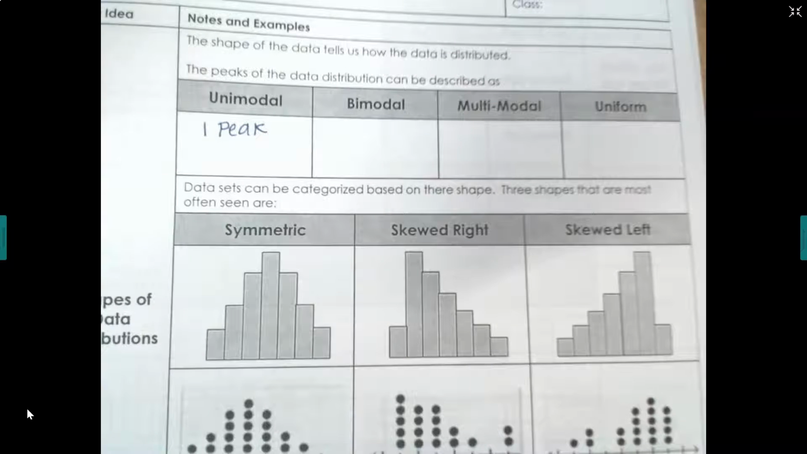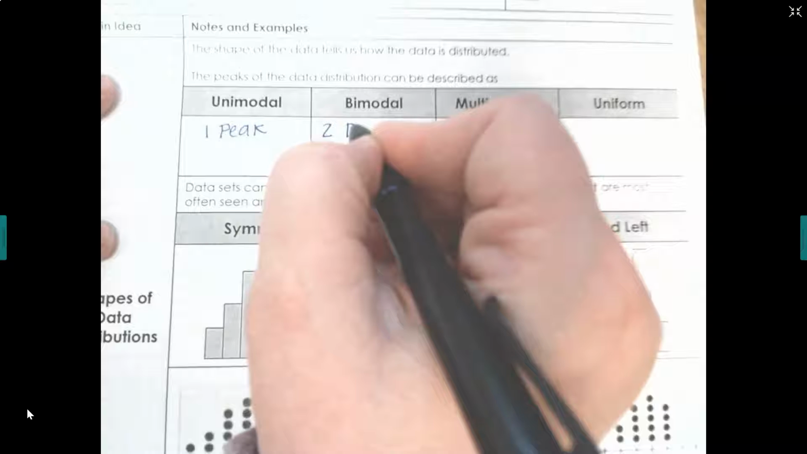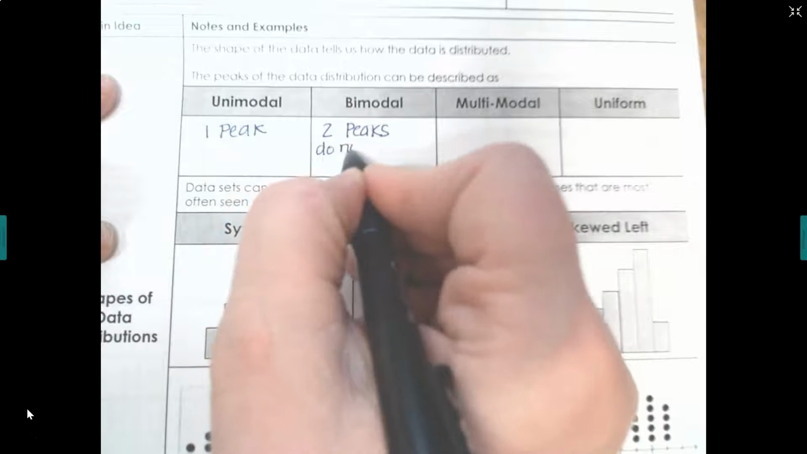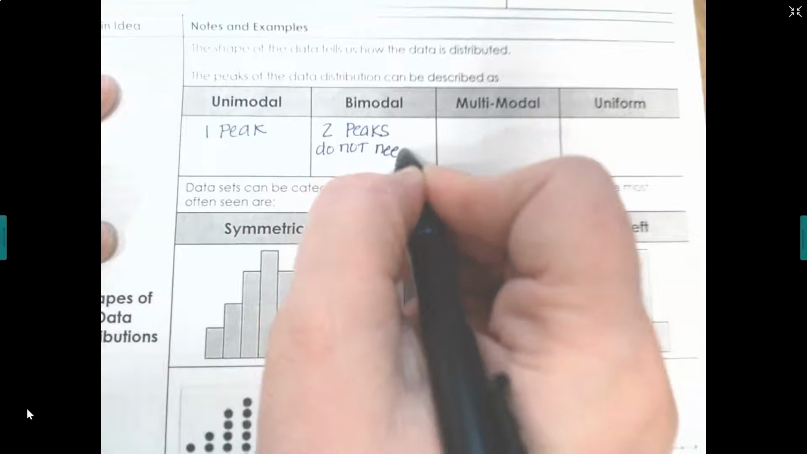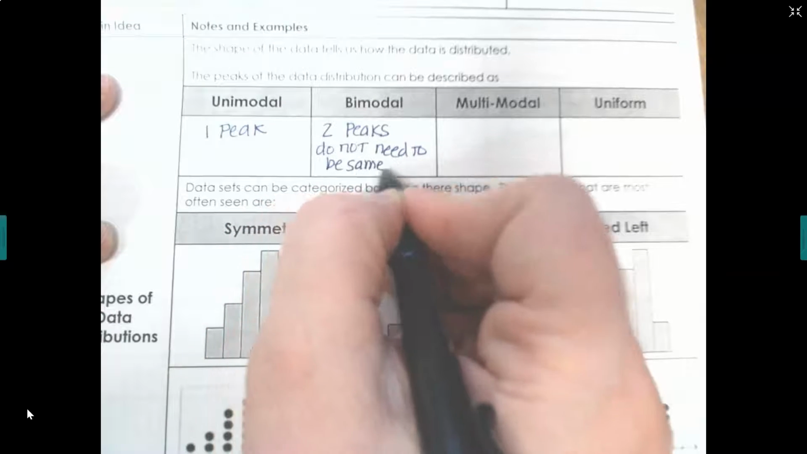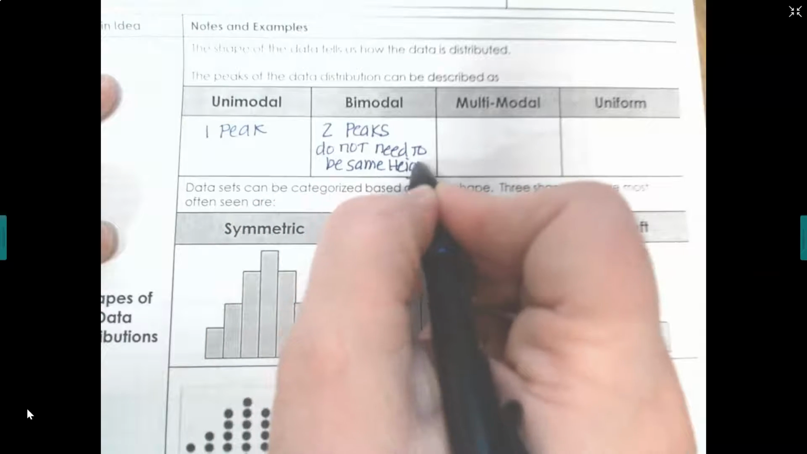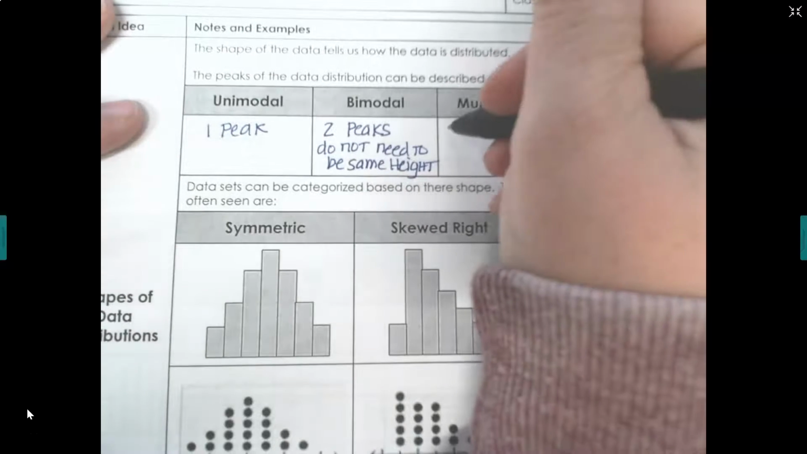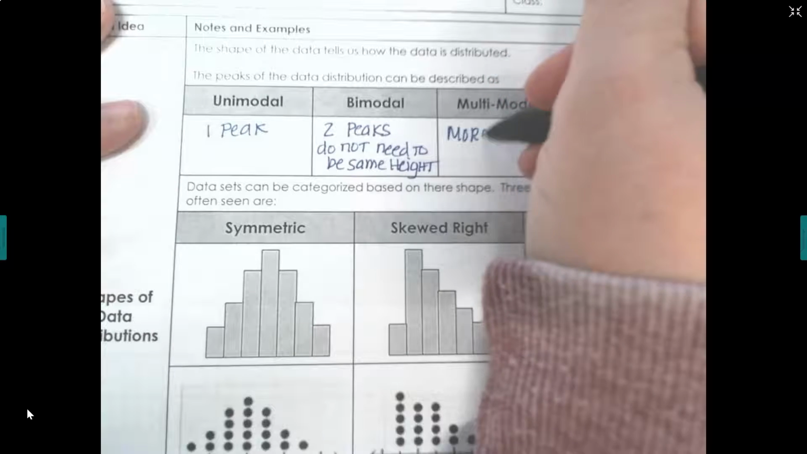Bimodal, if you remember the prefix bi means two, would mean that there are two peaks. Now we will describe a distribution as bimodal even if the peaks are not the same height, so they do not need to be the same height. After two peaks, we're just going to call it multimodal. That means more than two peaks.